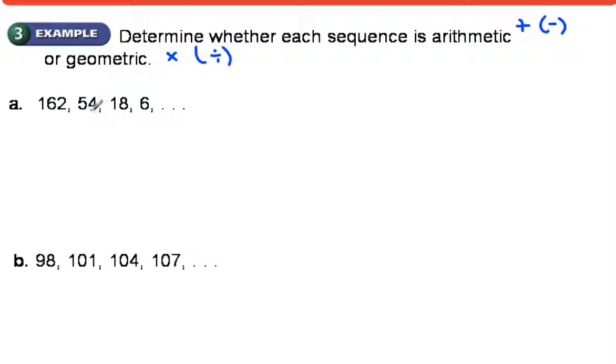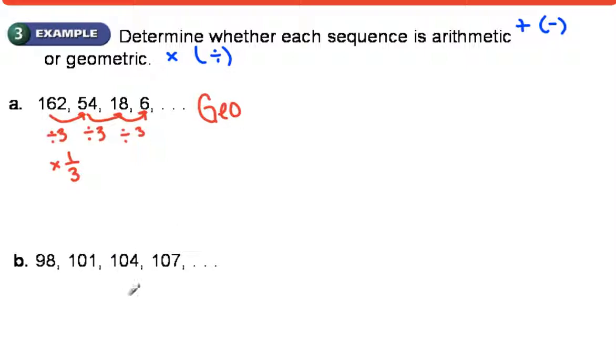162 to 54, 54 to 18, 18 to 6. Well, this is the one that I know quickly without anything else. 18 to 6, I'm going to be dividing by 3. 54 to 18, if I test that one, we're dividing by 3. 162 to 54, we divided by 3. Or we multiplied by the reciprocal, 1 over 3. But we don't need to find any of that. We just need to determine if it's arithmetic or geometric. Since we're talking about multiplication and/or division, this one is geometric.